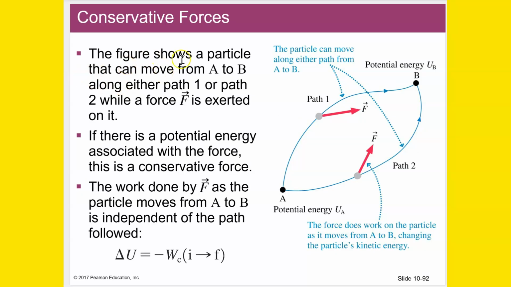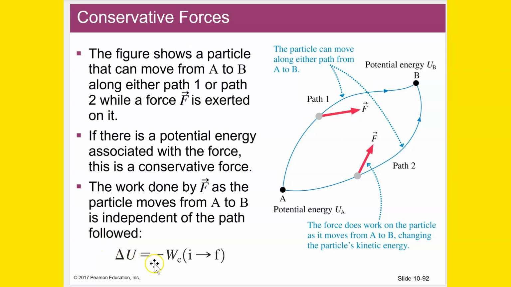Alright. The figure shows a particle that can move from A to B, we're talking about conservative forces now, along either path 1, so it can go like this, or path 2, like this, where force F is exerted on it. If there is a potential energy associated with the force, this is a conservative force. The work done by F as the particle moves from A to B is independent of the path followed.